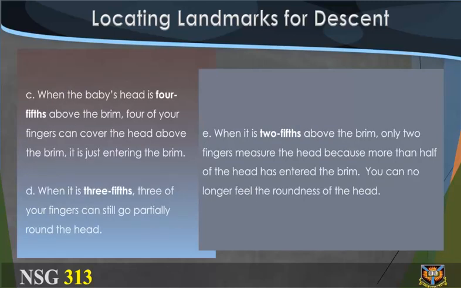C. When the baby's head is 4/5 above the brim, 4 of your fingers can cover the head above the brim. It is just entering the brim. D. When it is 3/5, 3 of your fingers can still go partially round the head. E. When it is 2/5 above the brim, only 2 fingers measure the head because more than half of the head has entered the brim. You can no longer feel the roundness of the head.